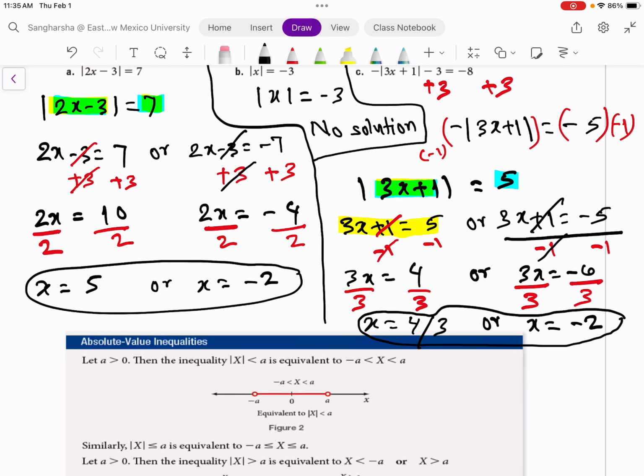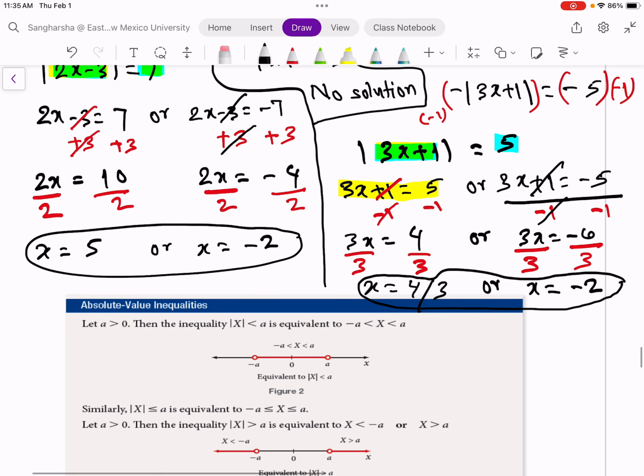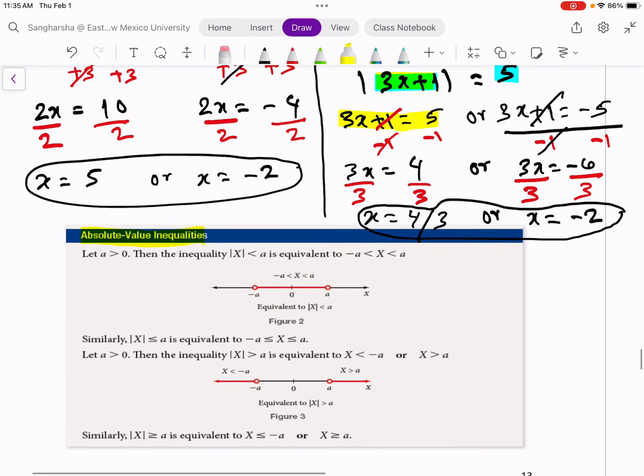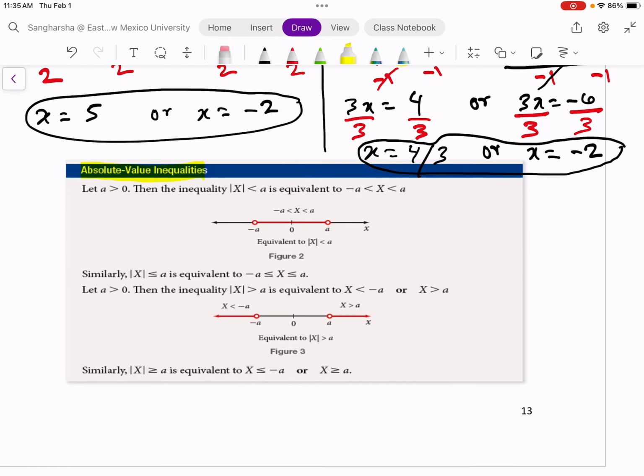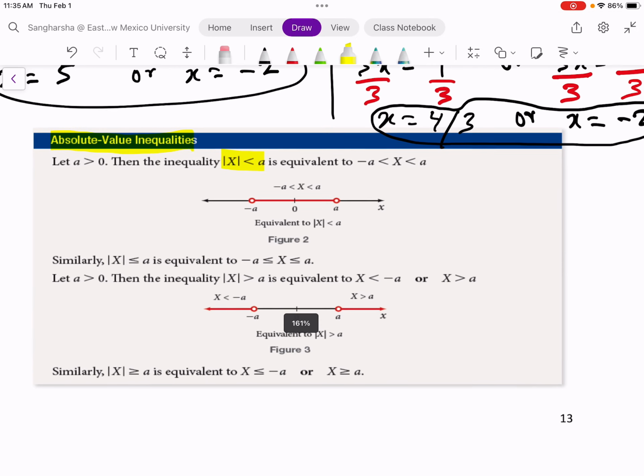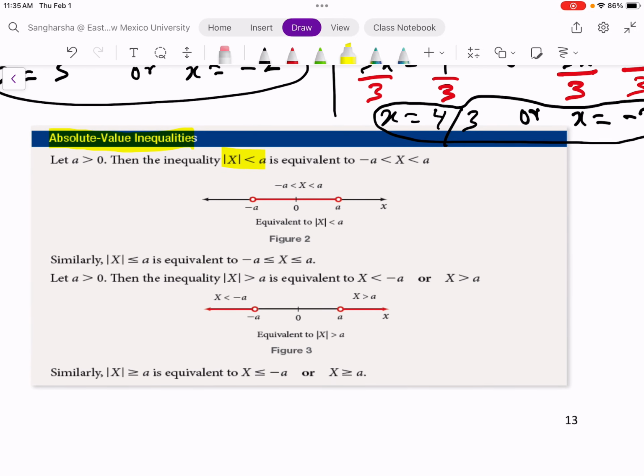Okay, now let's go to the next one. So we have absolute value inequalities. If you have an inequality sign, then that's an inequality, right? You have an absolute value expression and you have the inequality. Now here is the definition. If the absolute value of x is less than a, then this is the same as x greater than negative a and less than positive a.